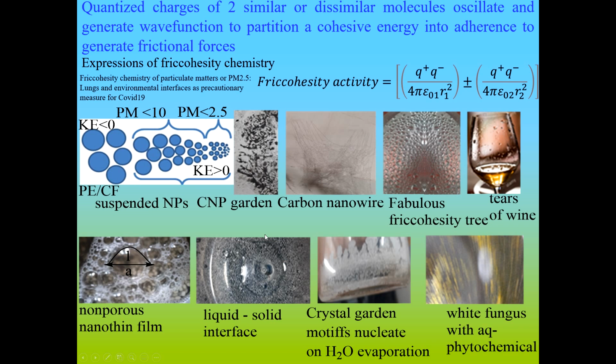Otherwise, this is the remarkable science of Friccohesity chemistry through the cohesion. Same thing, now PM 2.5, this particulate matter, is a very, very dangerous pollutant. See, PM 10 has stronger cohesive force, the size is larger, surface area less. They will not be able to enter the alveoli through respiration. But at 2.5 the size is smaller, so they can enter easily.